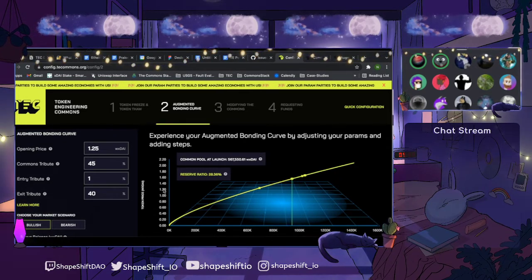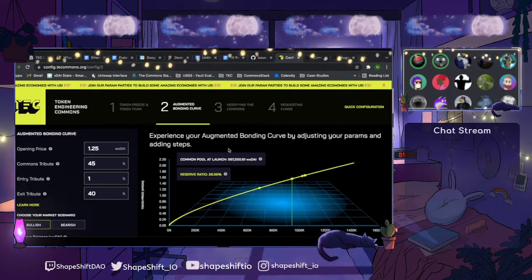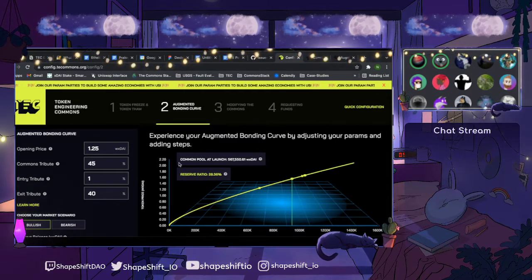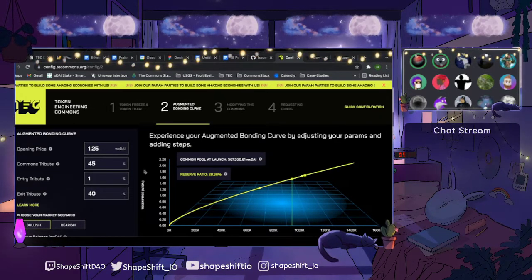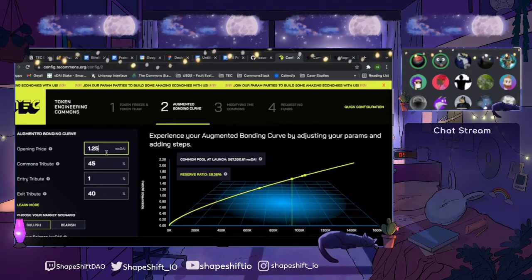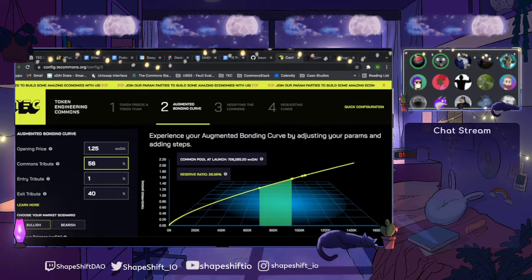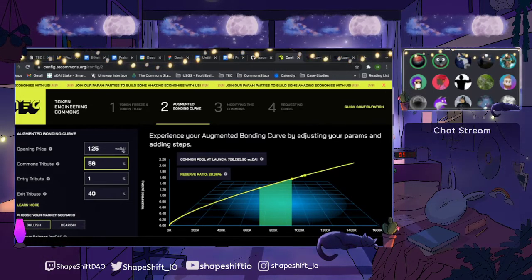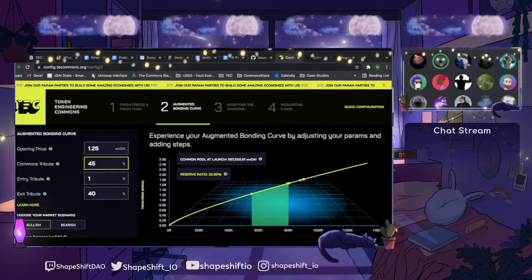And so the amount of money in our common pool is very, very important and something that we've been debating recently. So our opening price is at $1.25. Our commons tribute's at 45%. If I want to increase that, I can, and it'll increase the amount of money in the common pool. But I like the 45 percentage.